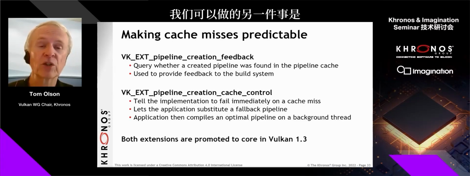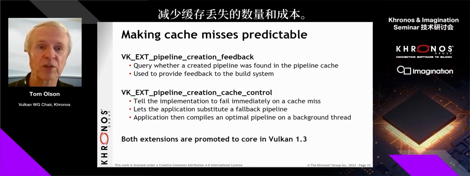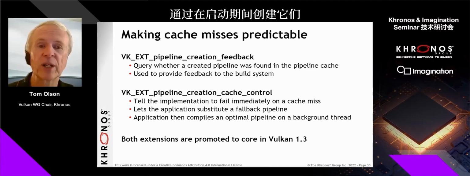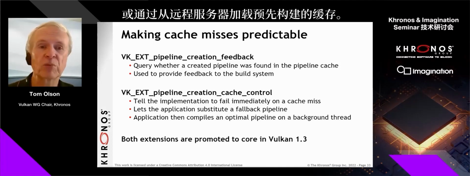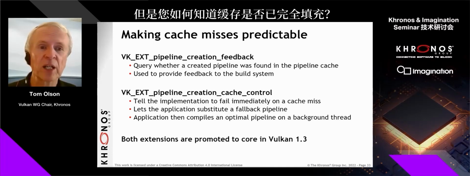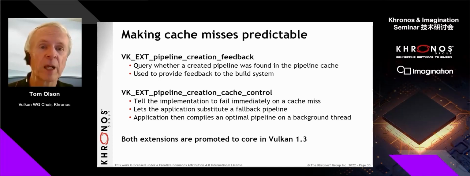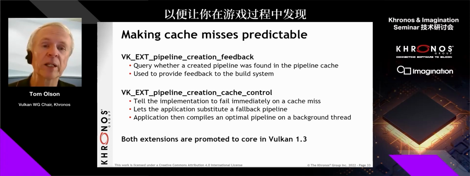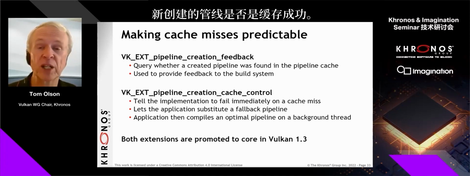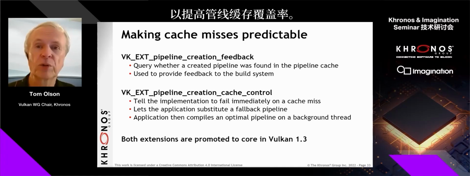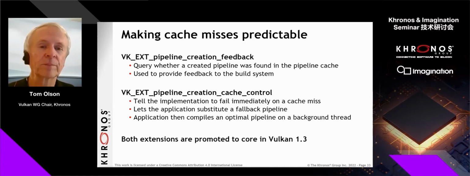Another thing we can do is to reduce the number and cost of cache misses. A lot of engines try to make sure that all the pipelines they need are in cache, either by creating them during startup or by loading a pre-built cache from a remote server. But how do you know whether the cache is fully populated? EXT pipeline creation feedback lets you find out during gameplay whether a newly created pipeline was a cache hit or not. You can feed that back to your build system to improve your pipeline cache coverage.